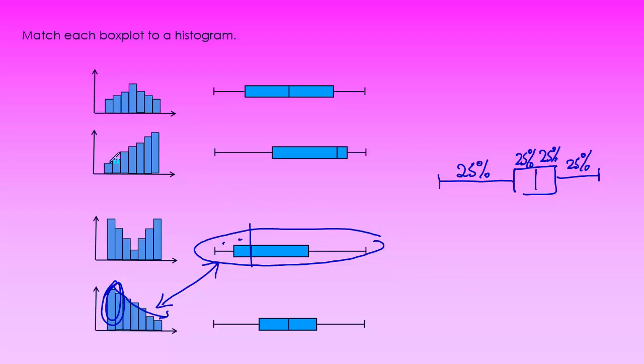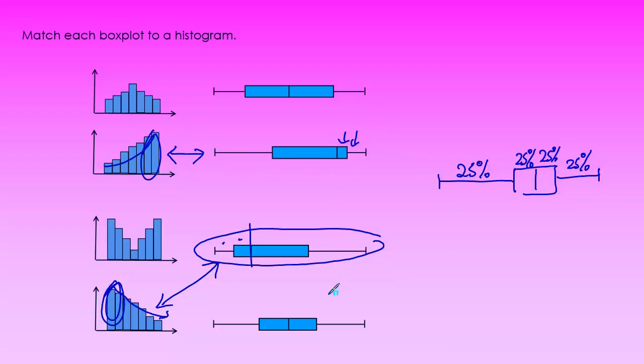If we look at this one, which is what we call negatively skewed, most of the data is at the right-hand end, and we can see here 50% of the data is squashed towards the right-hand end. So it makes sense that these two match.